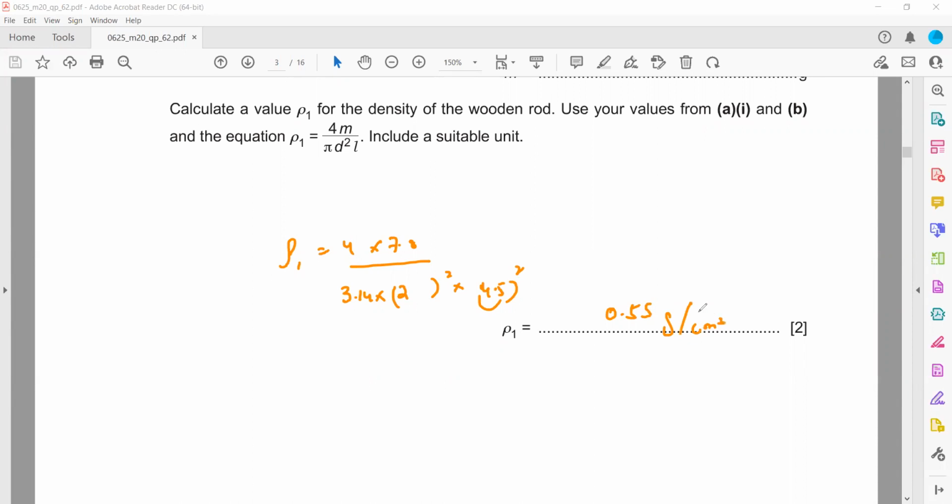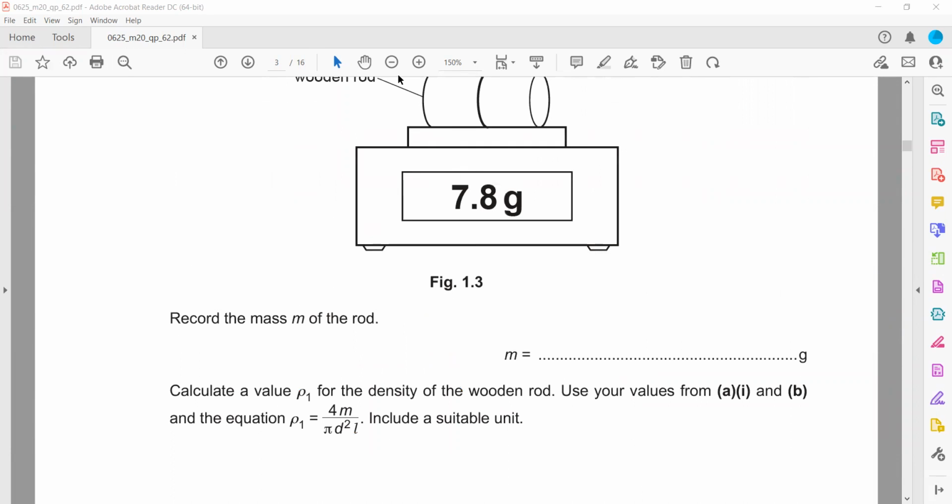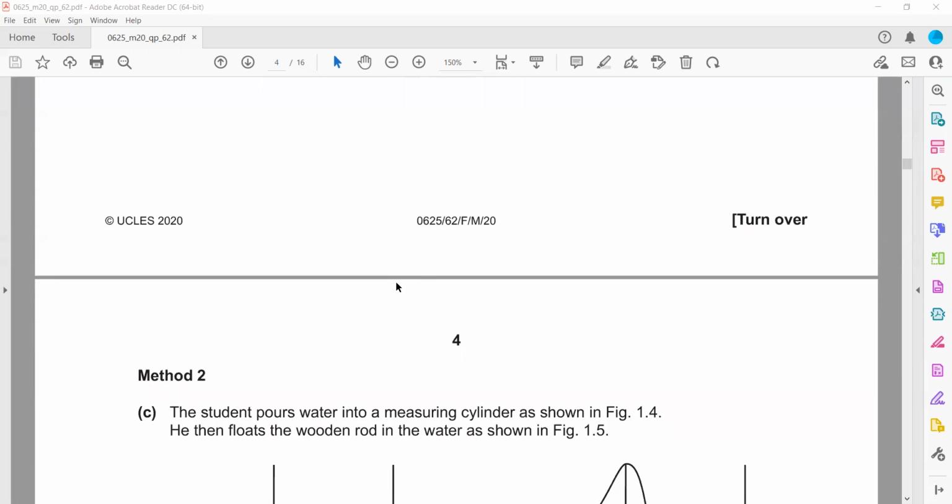gram per centimeter cube. So in paper 6, you don't have to memorize any formula. It will be given. And how to know what values you have to use? See, if m is there, it is mentioned m is this value, and d and l are already given in the beginning of the class.